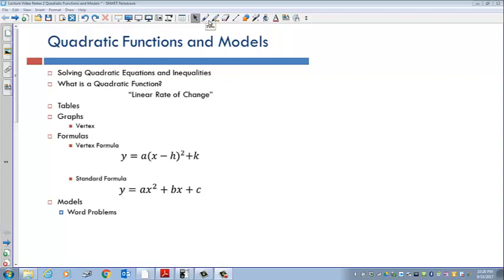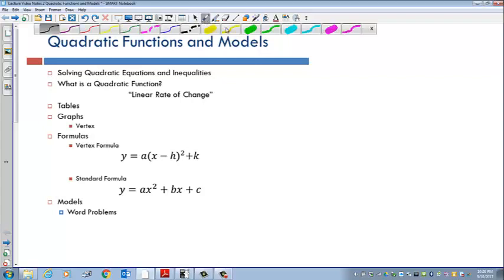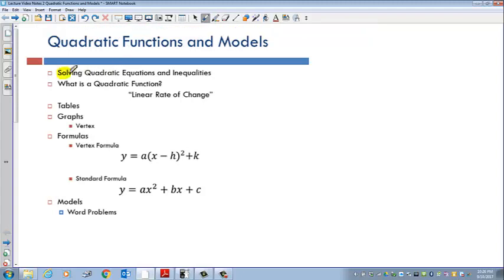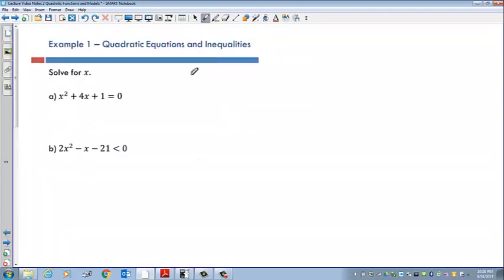So in this video we're going to talk about quadratic functions and models, and we're going to start with something that should be review, solving quadratic equations and inequalities. So let's take a look at the example here. So the first example, we want to solve for x.